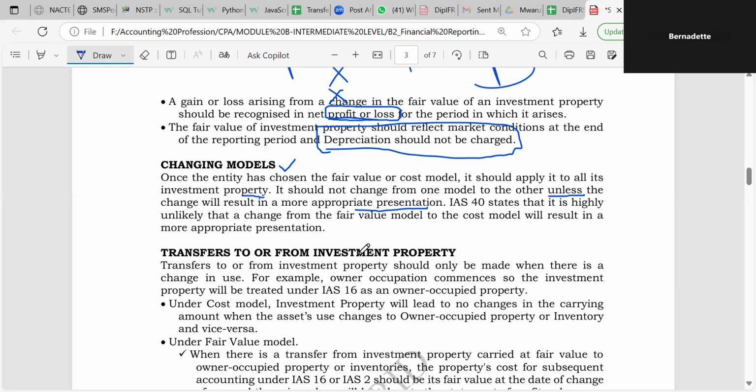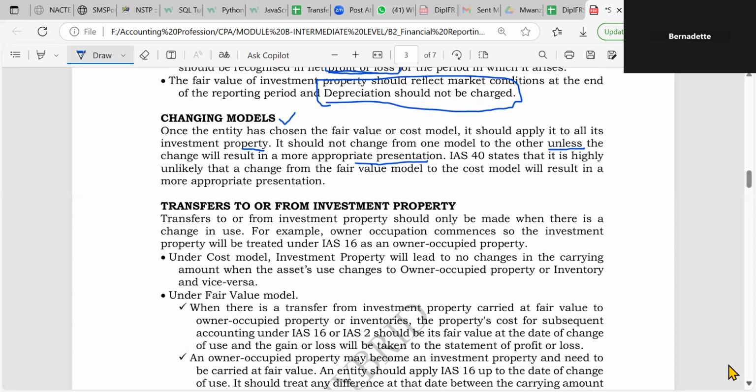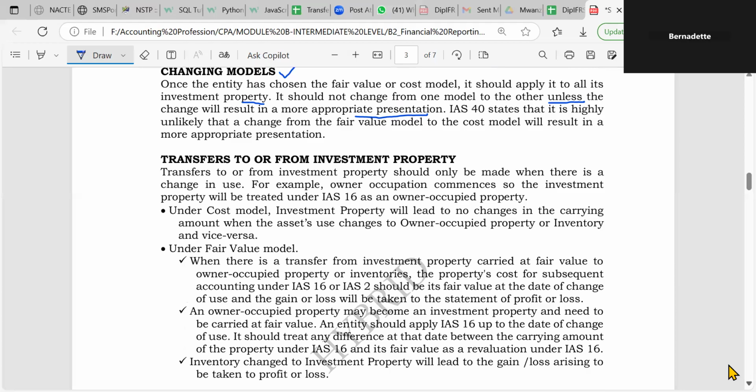Transfers to or from investment property. This one is just normal too, but we just need to understand what we need to think about. The investment property is land or building. And as you have seen, this is IAS 40. But you never know. We said that if it's unoccupied, we use IAS 16. If you make it for the purpose of selling, use IAS 2.